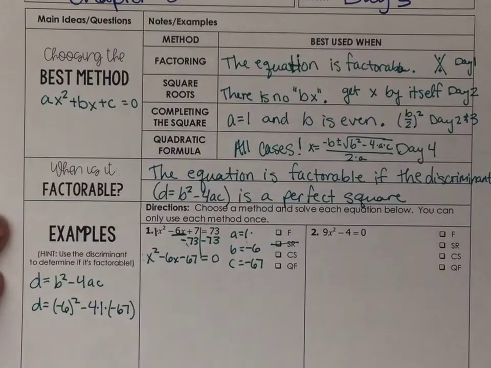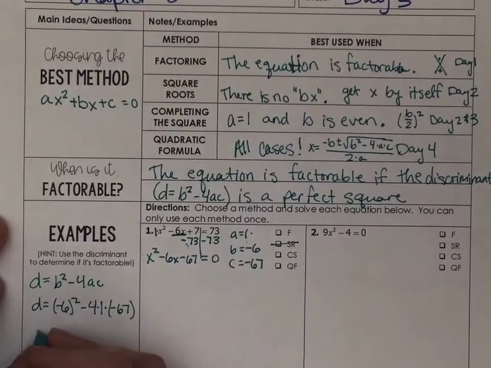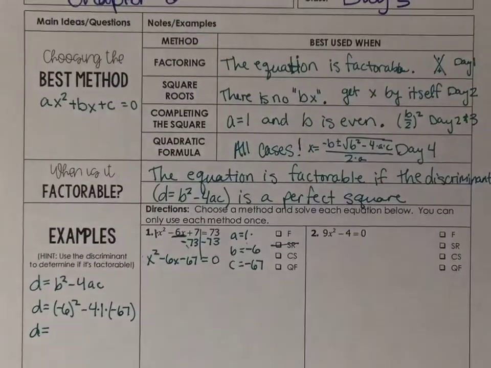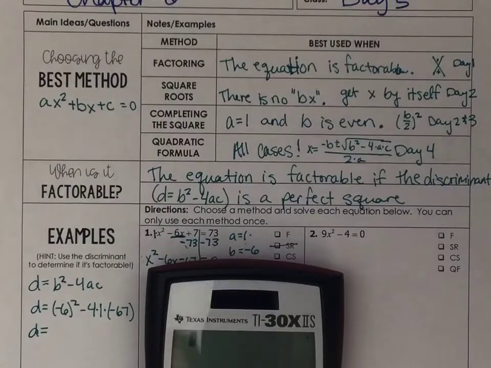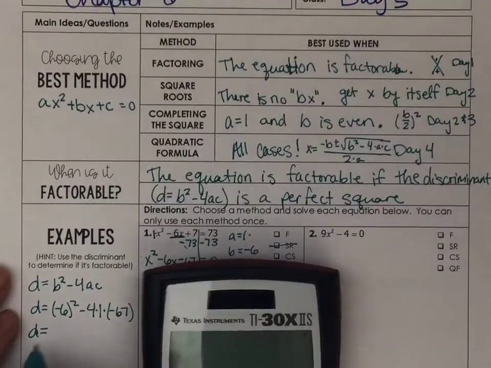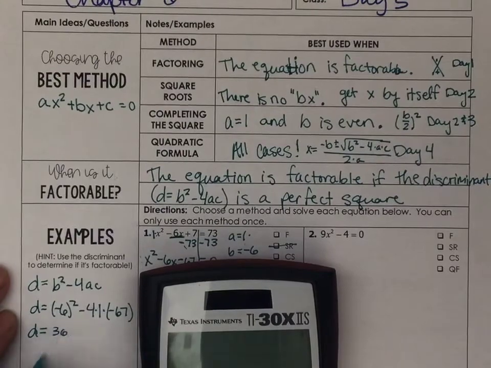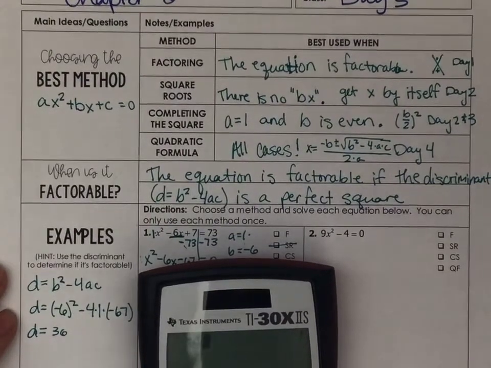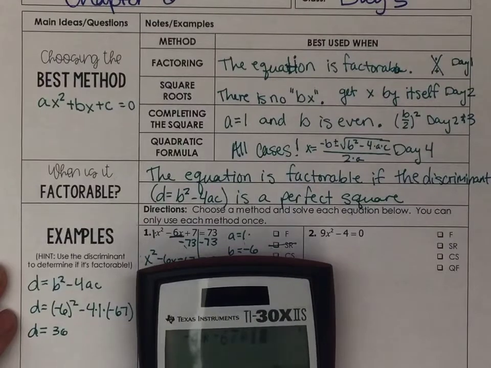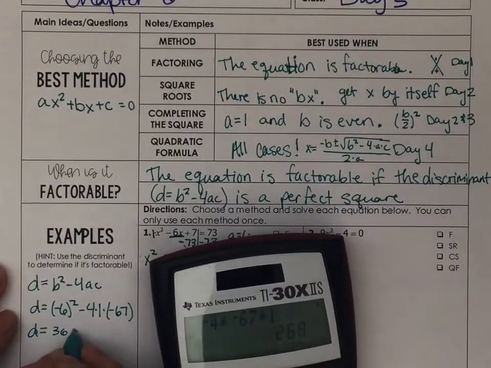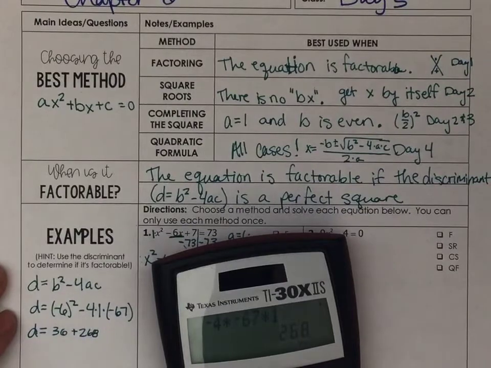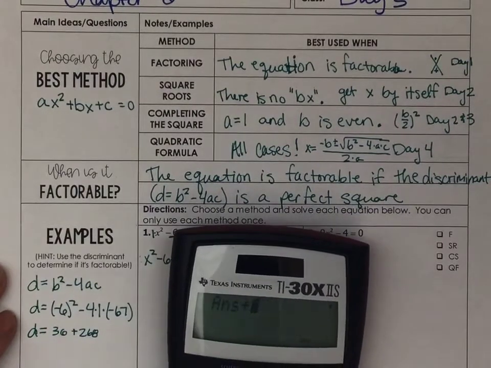Now, I don't even really need to do this multiplication to know that this is going to be a larger number, so I'm going to grab a calculator. And so we want to use this to just double check that we do have a perfect square here. So 6 squared is 36, and negative 4 times negative 67 times 1 is 268, so plus 268. I'll add on that 268 with 36, and I get 304.